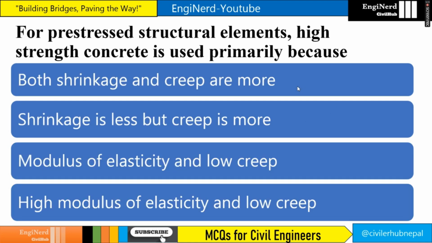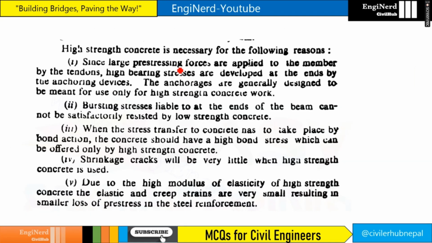Next is, for pre-stressed structural elements, high strength concrete is used primarily because of high modulus of elasticity and low creep. So we need to have high modulus of elasticity, right? But we require low creep. So if so, why do we need high strength concrete?